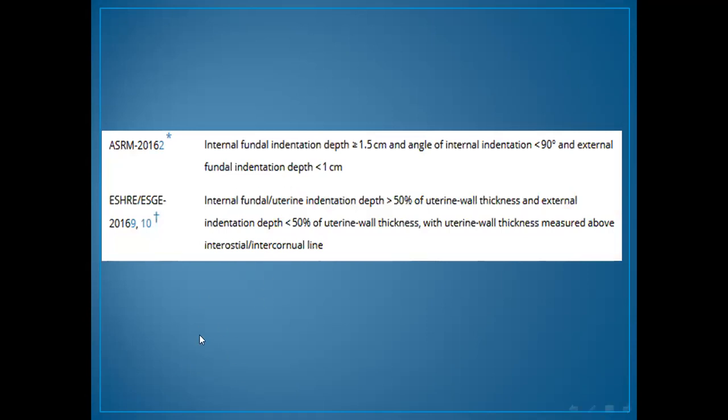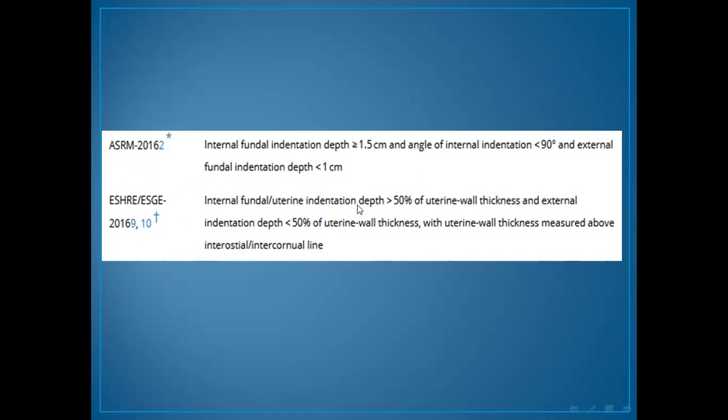We should keep arcuate uterus in mind to differentiate between them. The ASRM in 2016 said that to diagnose septate uterus there should be an internal fundal indentation depth of more than 1.5 centimeters, an angle of internal indentation acute, less than 90 degrees, and an external fundal indentation depth less than 1 centimeter, as we said previously. But the ESHRE has another opinion.